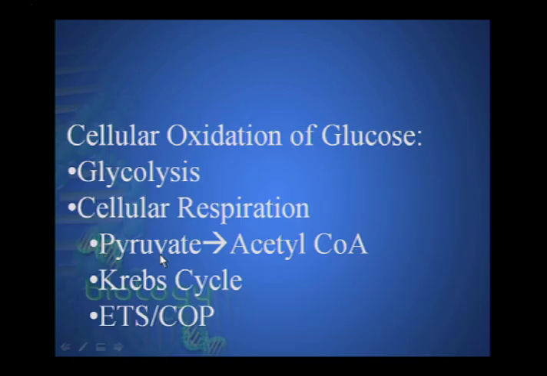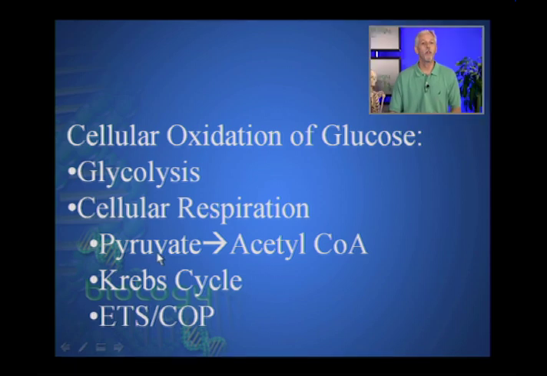So when we look at the cellular oxidation of glucose, there are also sub-steps to this, just as there are in photosynthesis. One of these is glycolysis, which occurs in the cytoplasm. And then cellular respiration is the part of this that occurs within mitochondria. And there are three sub-stages there: the conversion of pyruvate to acetyl coenzyme A, the Krebs cycle, and the electron transport system and chemiosmotic phosphorylation, also known as oxidative phosphorylation, that we find in the mitochondria.